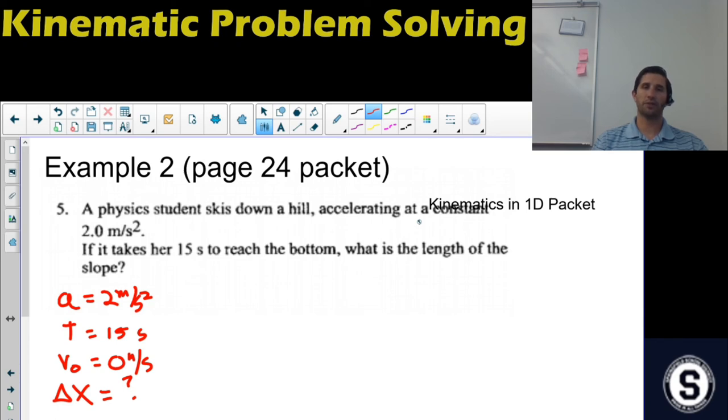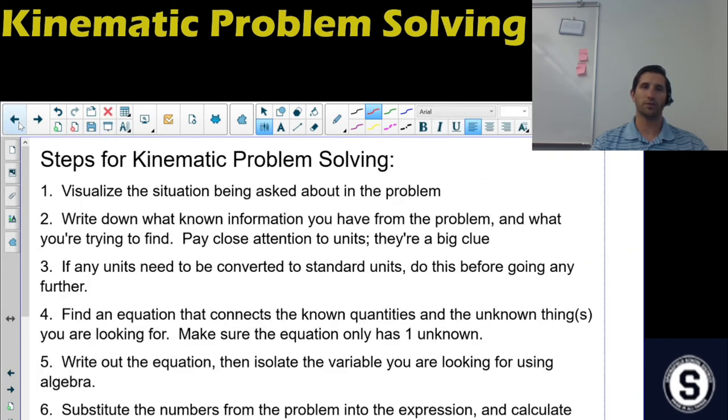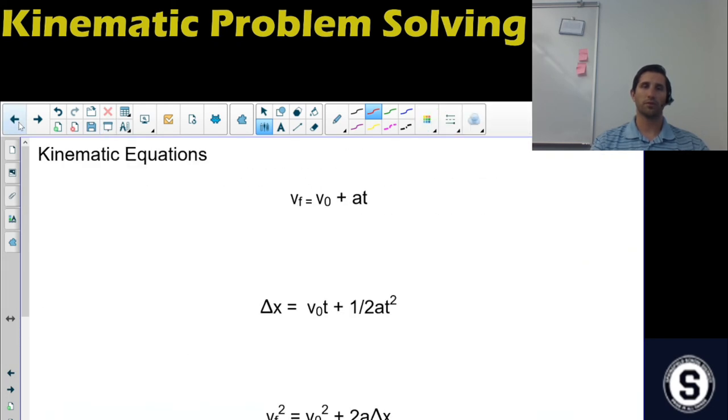So the next step is to figure out, well, what equation should I use? So if I go back, I take a look at my equations. If I'm trying to find delta x, well, I certainly can't use the first equation because it's not even in there. So this is out. And I can't use this either because there's two unknowns. I don't know VF and I don't know delta x either. So this is not going to work.